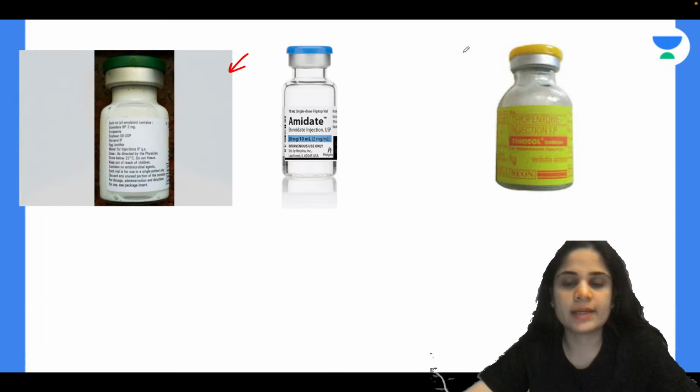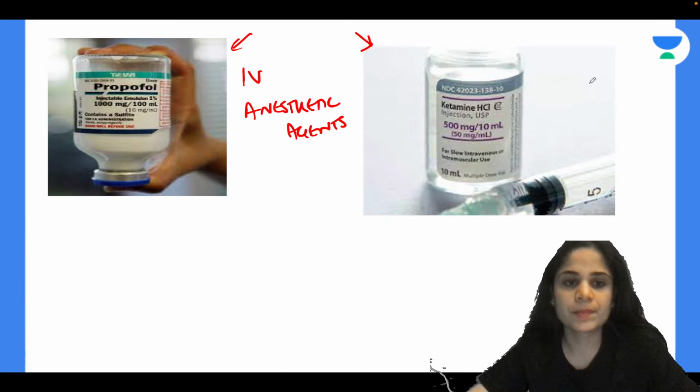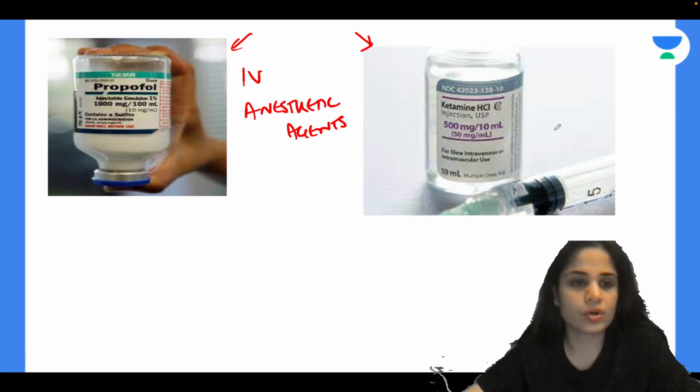So this is etomidate and this is Thyropenton, and all of them, all 4 of them are your IV anesthetic agents, intravenous anesthetic agents. Okay, now I'm going to ask you one question and you have to tell me what is the drug of choice.